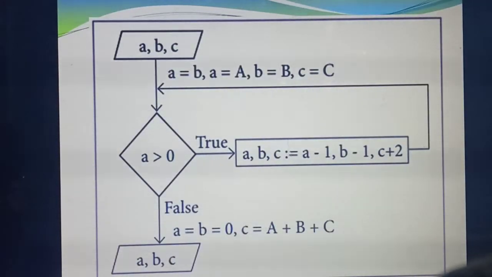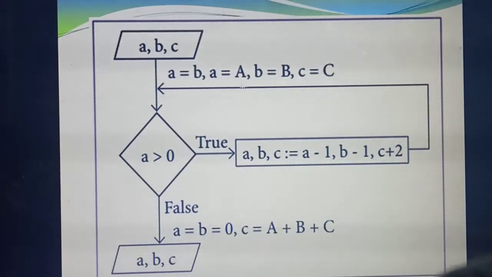Okay, the same thing you have drawn in a flowchart. See how many inputs there are: 3 variables. What are they? A, B, C. Then the arrow mark is going down. The condition is the value of A is greater than 0. If the condition is true, what do you need to do? How will A, B, C change? Value of A is reduced by 1, B is reduced by 1, and the value of C is increased by 2.